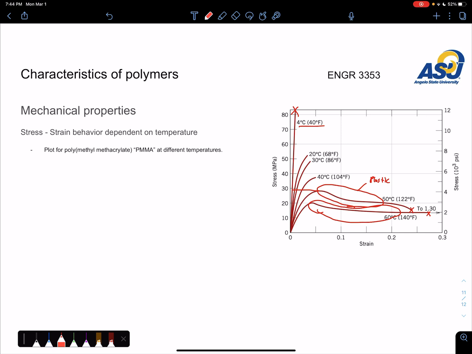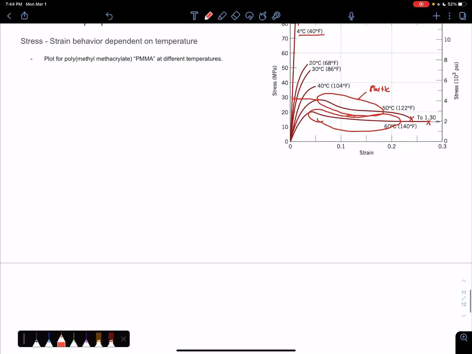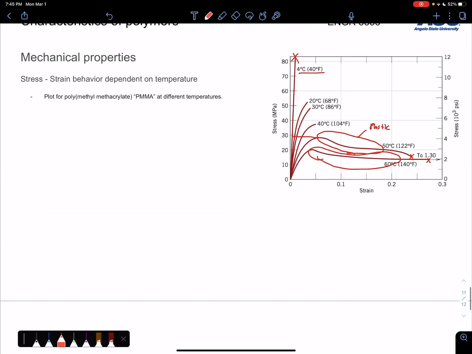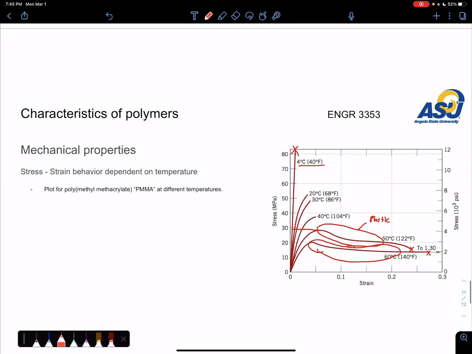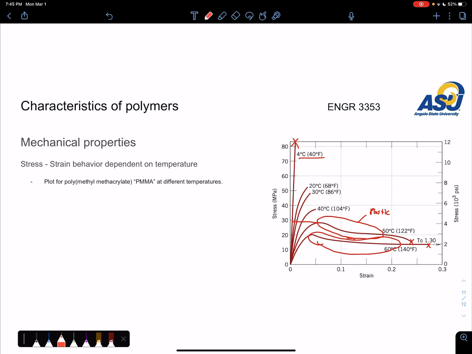So polymers tend to react incredibly to their temperature. They're a very temperature dependent material. And so that's the conclusion of our polymer lecture. I hope this helps in refining some of your previous knowledge of polymers.